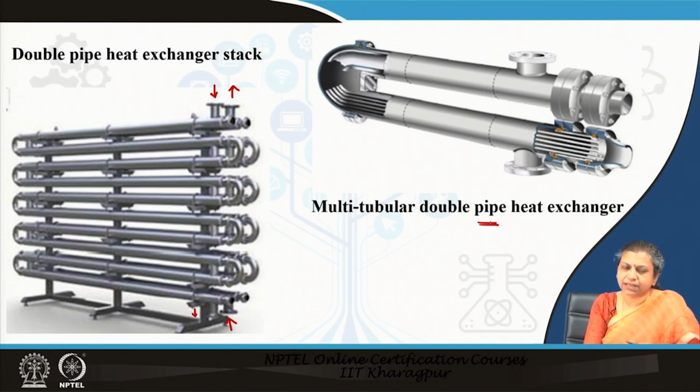What we will be primarily discussing are the simple type of heat exchangers, which comprise a single inner tube fitted concentrically inside an outer tube, where one fluid flows in the inner tube and the other fluid flows in the annular space between the inner tube and the outer tube. Primarily, we will be discussing this. We might be touching on multitubular double pipe heat exchangers, but mostly they are designed in almost the same way as we design shell and tube exchangers.